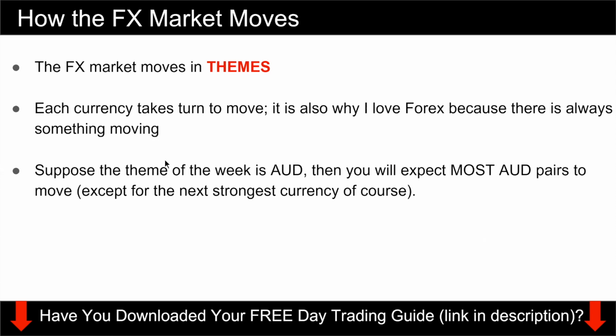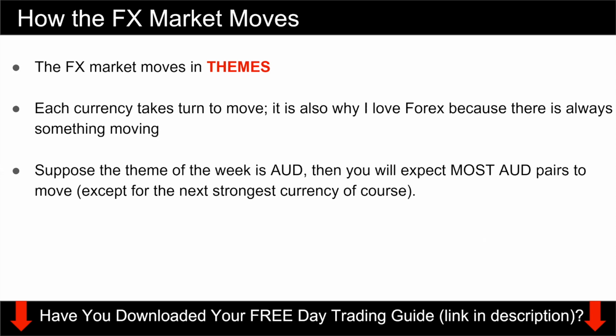Okay, so I have an example over here. Okay, let's say the theme of this week is Aussie. Let's say Aussie is strong. Now, if Aussie is strong, then you expect most Aussie pairs to move. Okay, it can be your Aussie dollar, can be your Aussie yen, could be Aussie cat, Aussie kiwi, and so forth. Okay, you expect most of it to move, except for, of course, the next strongest currency.